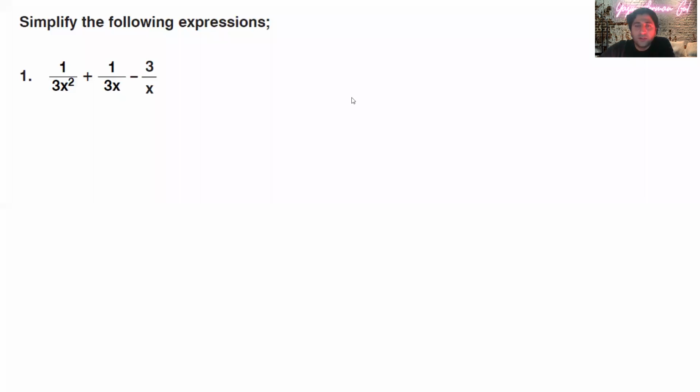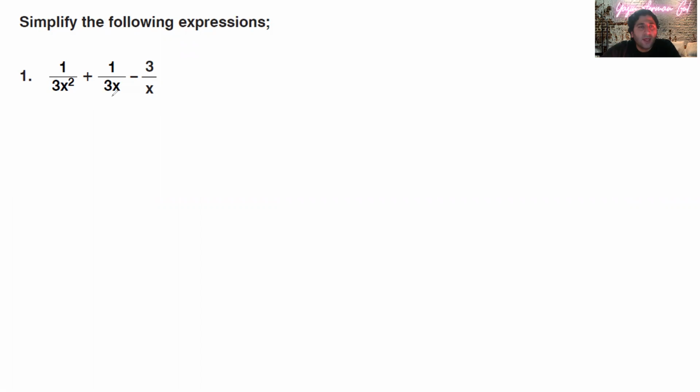Okay guys, let me quickly do this task as well. All right, so again, the same thing guys, we're just going to look at the questions and when we get the denominator is the same. Right, so which one is the biggest denominator here? 3x squared is the biggest one, right? So we can make this 3x and x look like 3x squared, right?